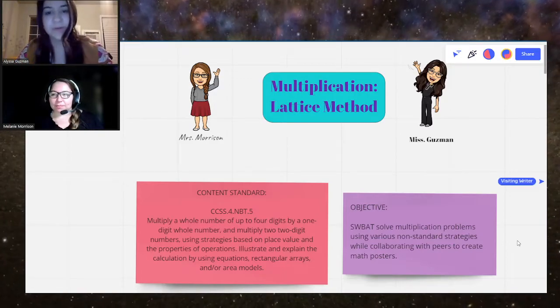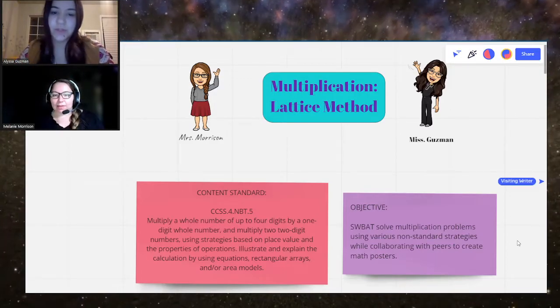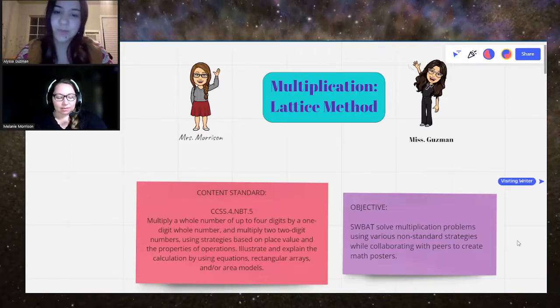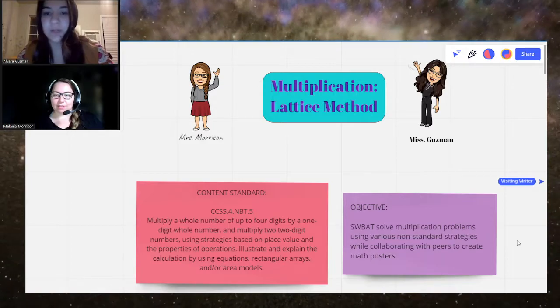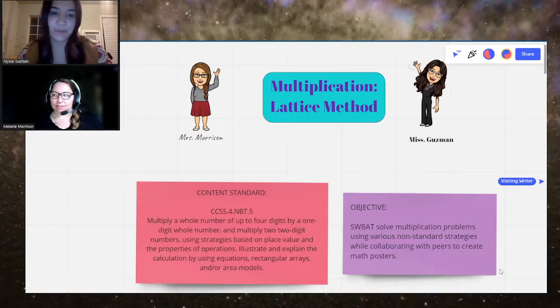Okay, and then I'm going to go ahead and describe the objective. So students will be able to solve multiplication problems using various non-standard strategies while collaborating with peers to create math posters.